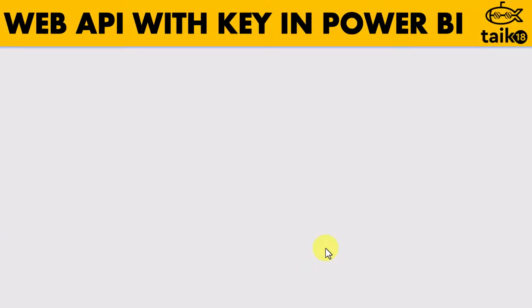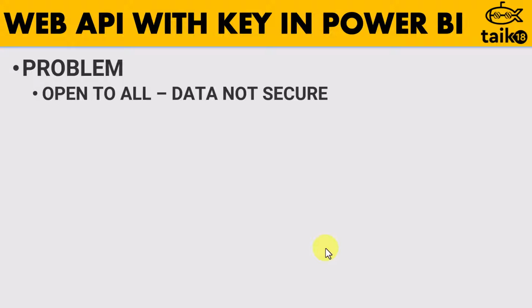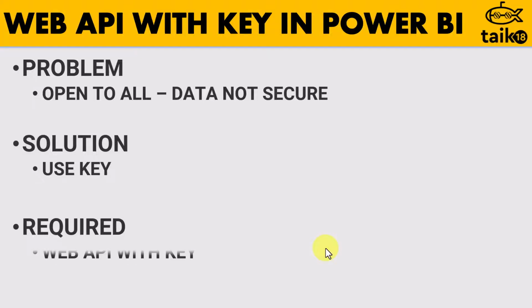So first of all, what is web API? I'm not going to cover what is web API. There are plenty of videos available on the web, please go and check out that video. Here the problem is the web API generally comes in two types. One is open and another is with key. Open to all means our data is not secure. If you want to access your company financial data, mostly people will not do that without any key. So we need to provide a key for that, and the solution is that we need to use the key. So what we need here is web API with key. Now let's dig into some details about how we can do that.